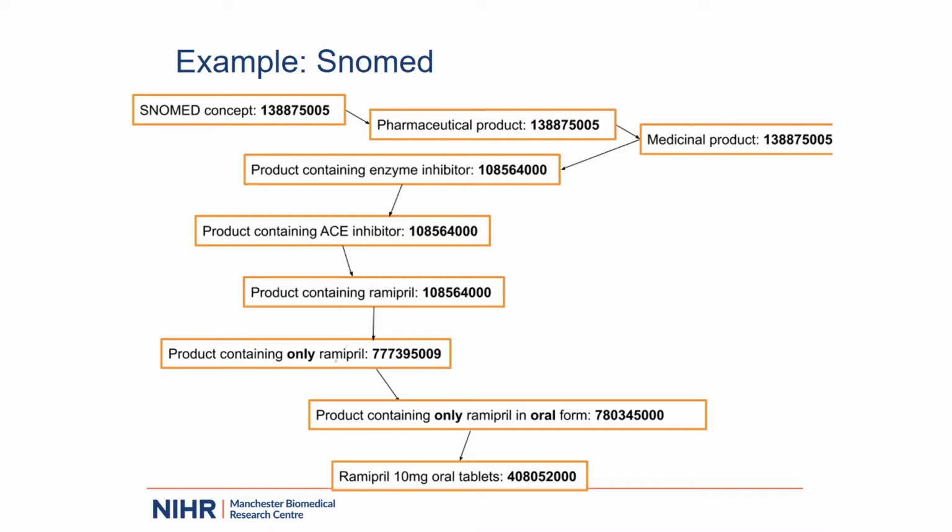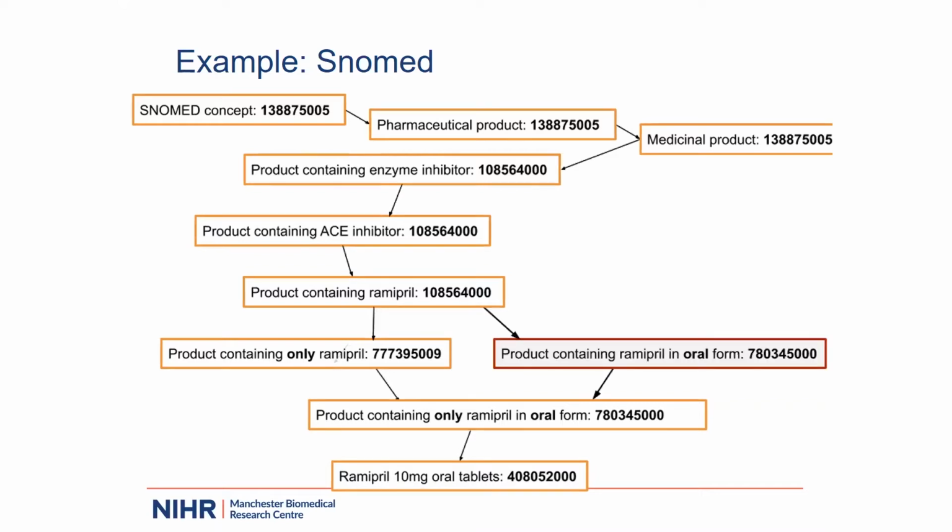Now this is sort of, I guess, showing you single inheritance. So each thing just has 1 parent, but in fact, it is slightly more complicated than that. So for instance, there's also a concept called product containing ramipril in oral form. And so you can see that a product containing ramipril in oral form is a product containing ramipril, in the same way that a product containing only ramipril is also a product containing ramipril.